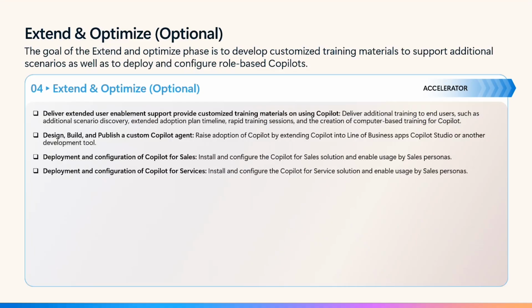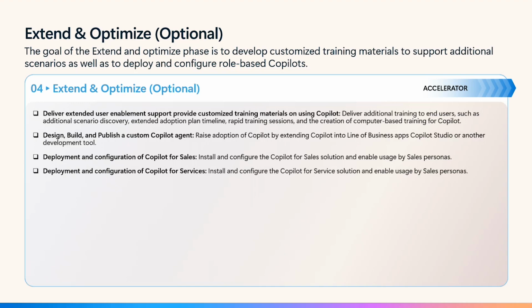Okay, so now let's go to the final phase. It's going to be to extend and optimize. And I can tell you this one is optional, because it depends on every company. So we talked a little bit about Copilot Studio and about how to build agents. Just to let you know that this phase is to find a way to have maximum profit from the Copilot.